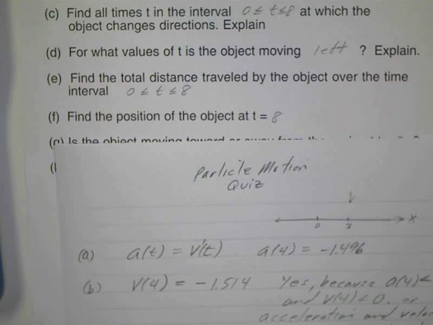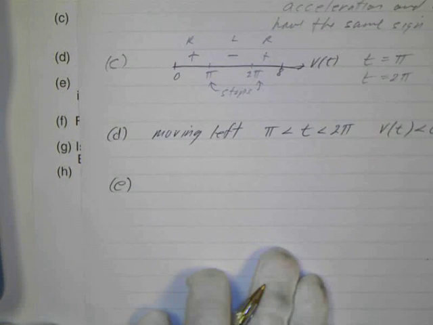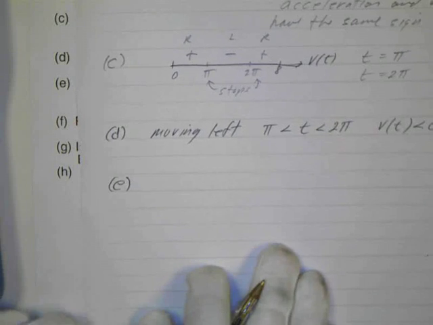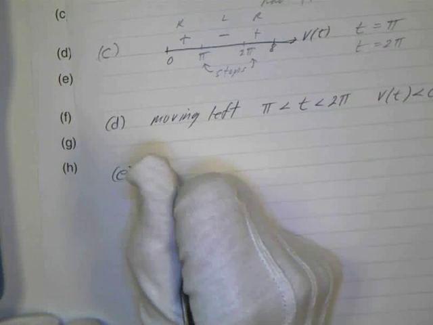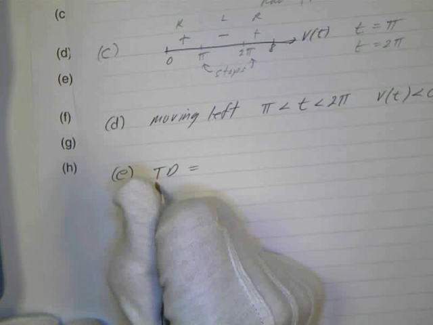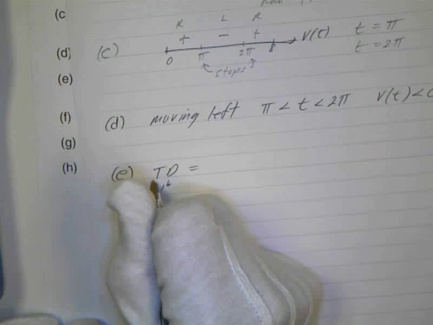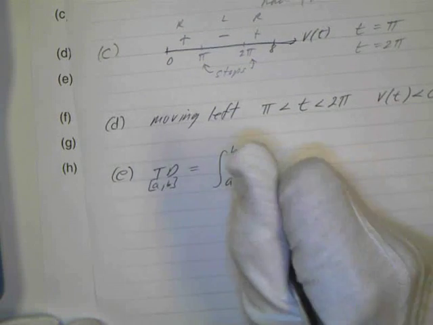Okay, letter E. Find the total distance traveled by the object over the time interval. So now we have to remember what's the total distance traveled. How do we find that? The total distance traveled. Well, we kind of had a formula for that. The total distance traveled on the interval from A to B was equal to the integral from A to B of the absolute value of the velocity.